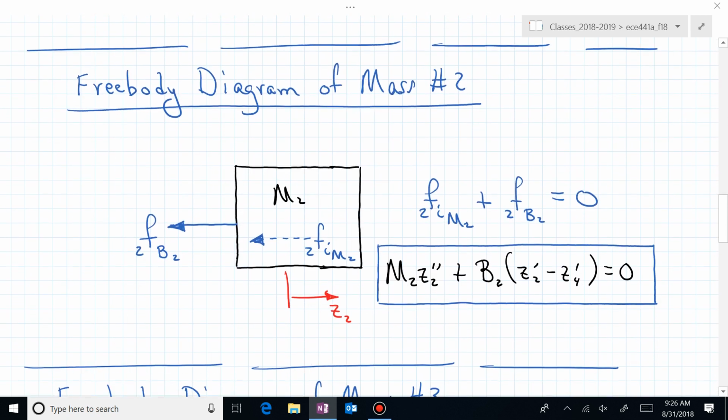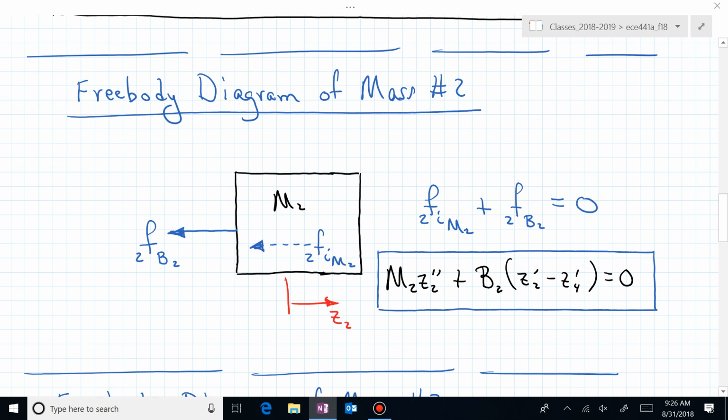Free body diagram 2. We've seen this before, so I'm not going to spend much time on it. There's only one dashpot attached to that, so we have the dashpot force and the inertial force. They're both in the same direction, both on the same side of the equality sign. There's nothing else that those are equal to, so those have to now behave dynamically according to that differential equation.